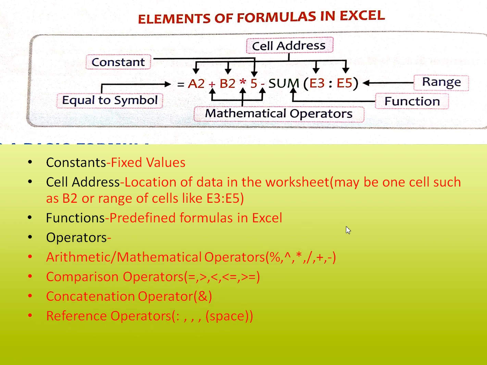Next come the different types of operators. The very first operator is the arithmetic or mathematical operator, that is percentage, exponentiation, multiplication, division, addition and subtraction. Comparison operators are equal to, greater than, less than, less than or equal to and greater than or equal to. Concatenation operator is the operator used to add up two texts, which we are going to study further in this module, and it is the AND symbol. Then comes the reference operator, that is colon, comma and space.